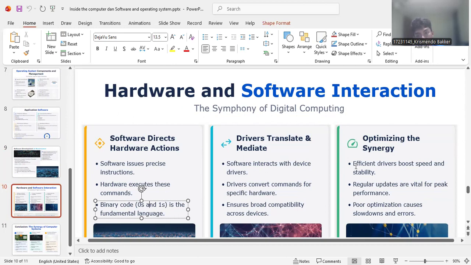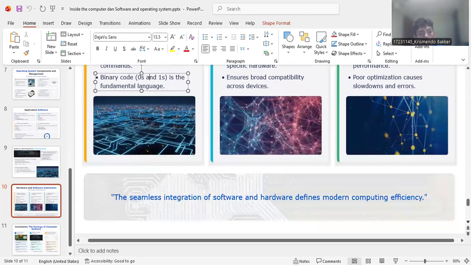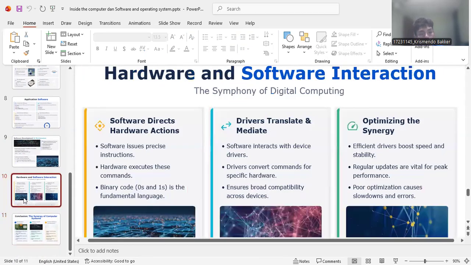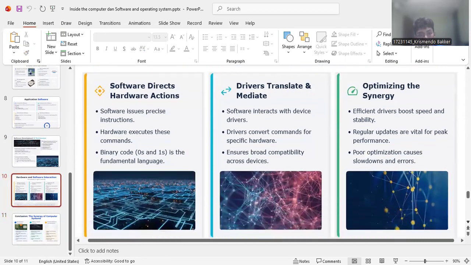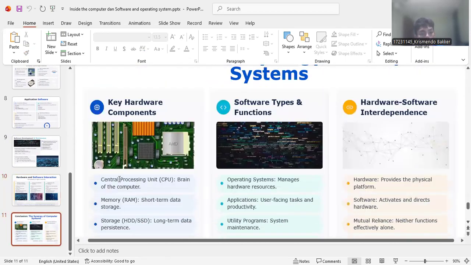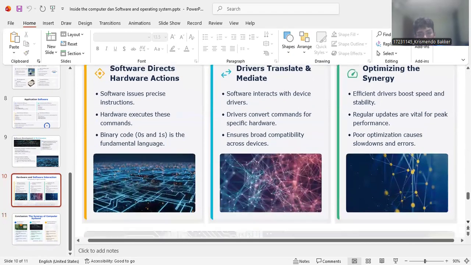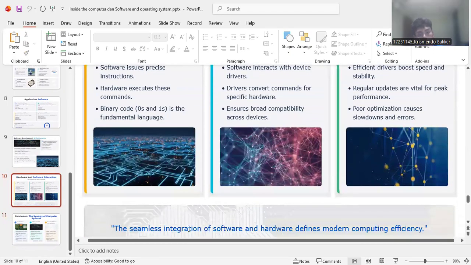Optimizing the synergy: efficient drivers boost speed and stability. Regular updates ensure top performance, while a lack of optimization causes slowdowns and errors. This seamless integration of software and hardware defines modern computing efficiency.